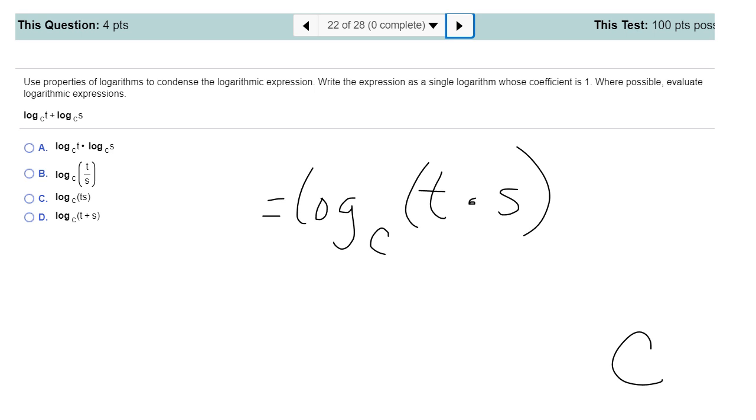Now for number 22, we see a log that is expanded. We wish to condense or put it back together. Since it's an addition between two logs with the same base, we can multiply their content, t and s. And when I multiply t times s, I would get the correct answer, C.